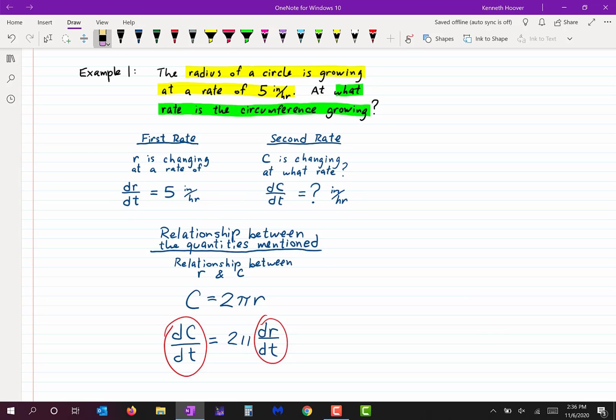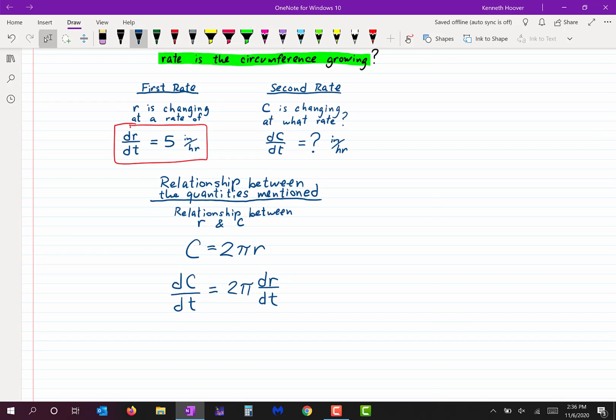So what I'm saying is this. You take what they give you and you plug it in. They gave us this, dr dt equals 5 inches per hour, so I just plug that in, and I get dc dt equals 2 pi times 5 inches per hour. What's my answer? My answer is 10 pi inches per hour. There's our answer.